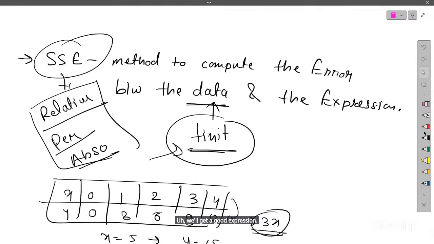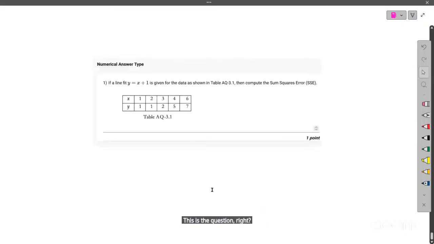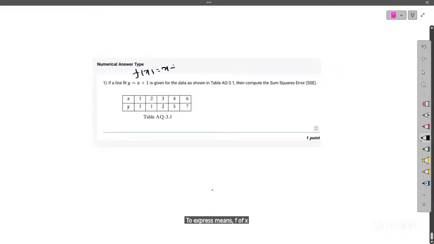Is that clear? Can you check the chat again? The first question I've put. Yes, I'll copy that question. This is the question, right? Here y equals x plus 1. So f of x is equal to x plus 1, and here the SSE will work like this.